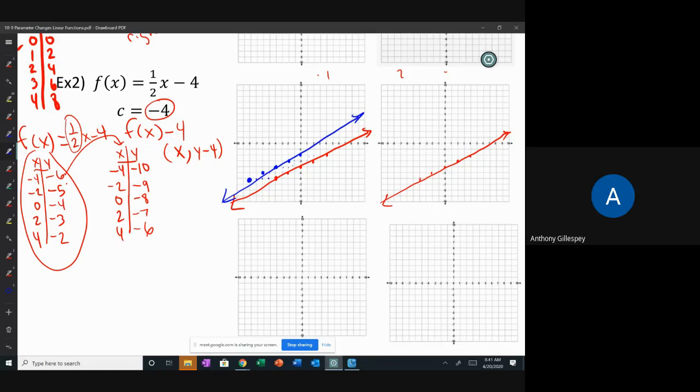Mr. Gillespie? Oh, shoot. Someone catch me. I think you're going to tell me what I just did wrong, Josh. What did I do wrong, Josh? Aren't you supposed to move it down and not to the left? There you go. Down 4.